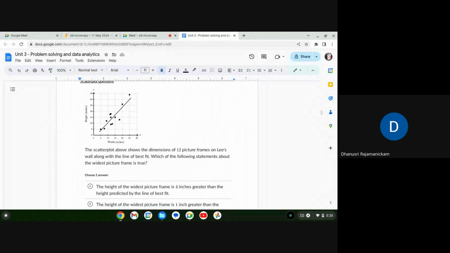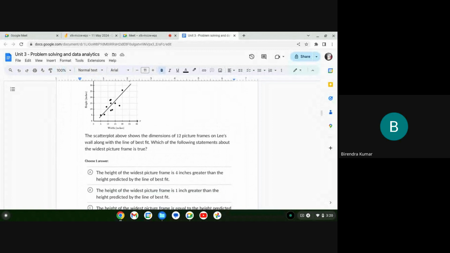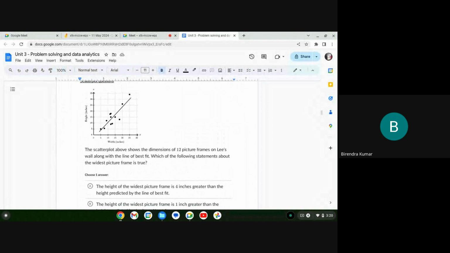So let's look at the first one. The height of the widest picture frame is 4 inches greater than the height predicted by the line of best fit. As I was saying, from this we can see the exact width is 25, but the height we don't know. It's 35, 34, 34.5, 33.5, just a guess. Very close to 35, but we don't know. We don't know whether it's 4 or 4.25 or 4.75, right? So I'll probably park A.